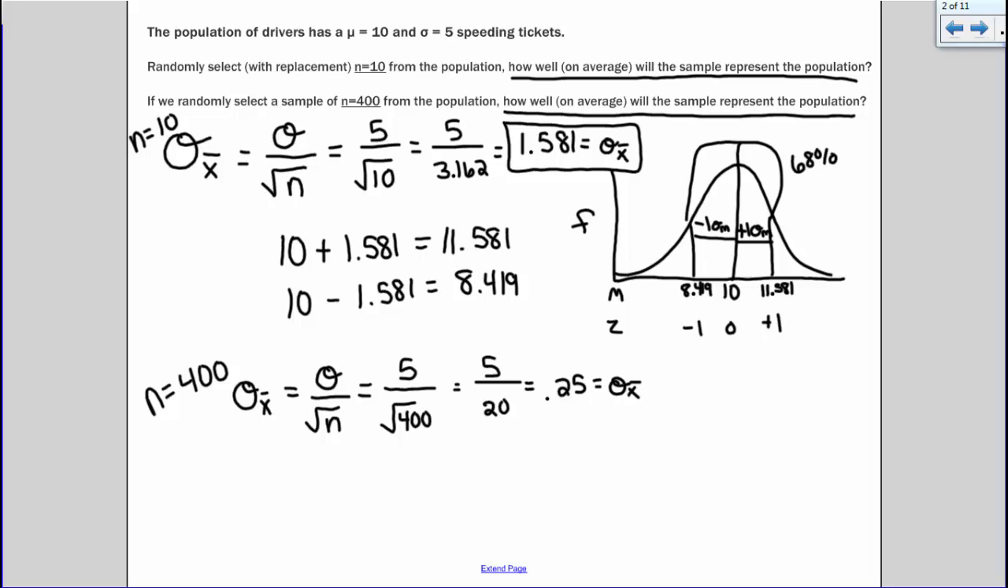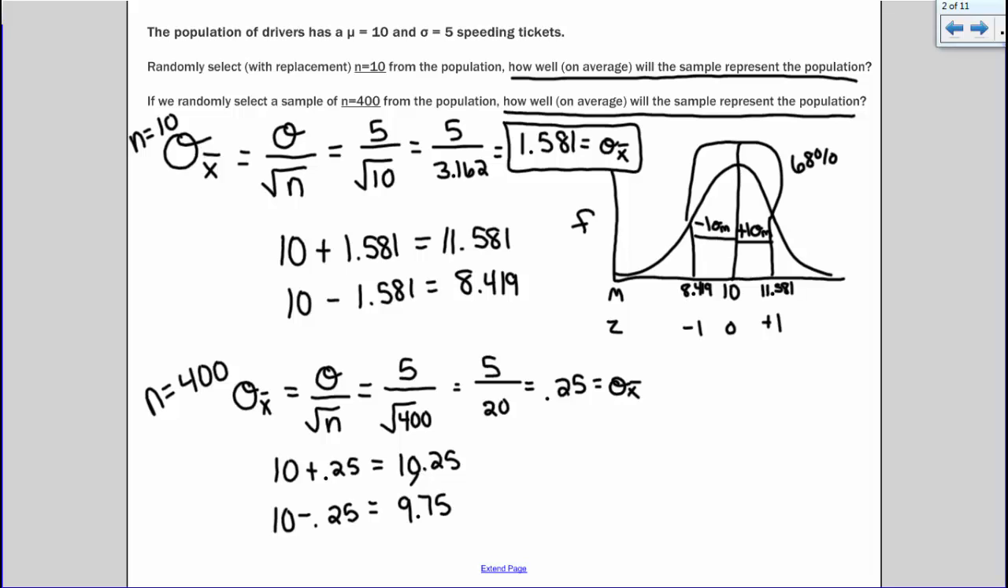So now we could say that we are likely to be off by 0.25 tickets with our sample mean estimation. So we're likely to overestimate the number of speeding tickets up to 10 plus 0.25 equals 10.25, or to underestimate the number of speeding tickets down to 10 minus 1 standard error, 0.25, or 9.75. So if we round this, we're still looking at 10, right? 10 rounds to 10 and 9.75 rounds to 10.